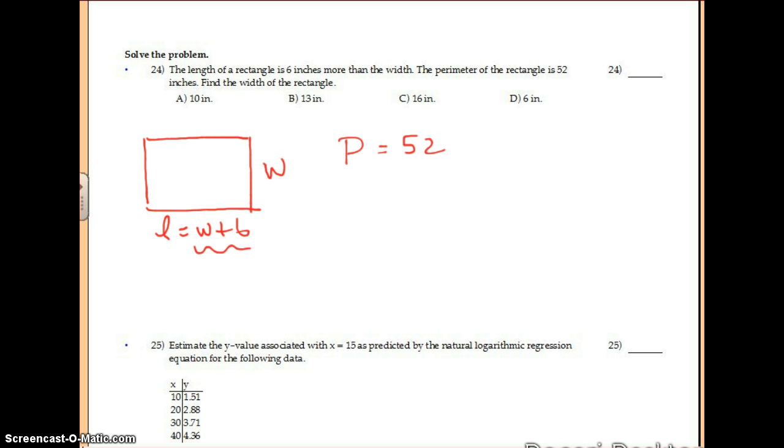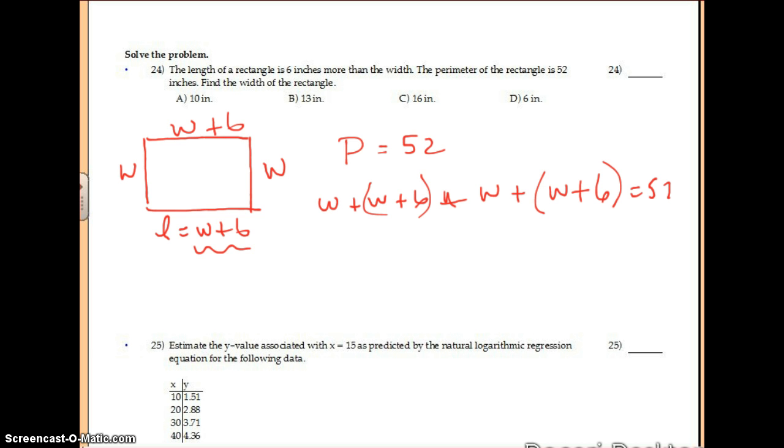Perimeter is distance around. We're just going to add up the sides. So this side would also be W. This would be W plus 6. And so we're going to use W plus 6 plus our W plus another W plus 6 equals 52.